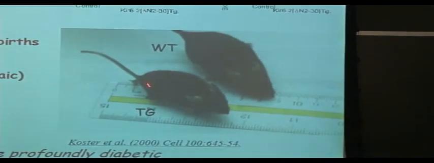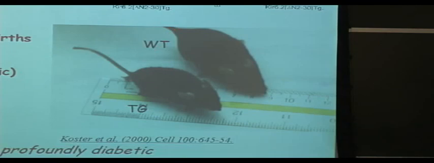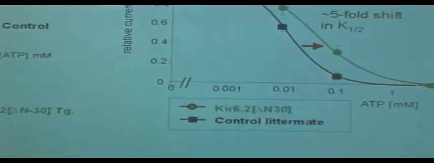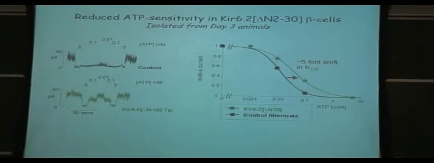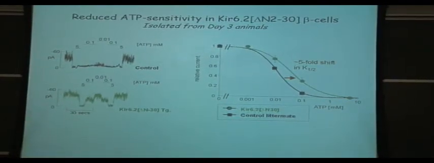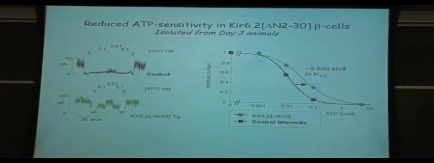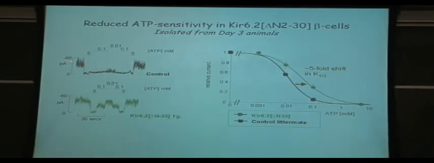Here's one. We did actually have 3 transgenic animals that made it to weaning. This one died a couple of days later. It's about half the size of its transgenic littermate, probably because it doesn't have any insulin to support growth. And in a final tour de force, Bo actually isolated some beta cells from these 2-day-old mice, and was able to patch them. He found a couple that were green, and when he did, he measured the ATP sensitivity of the KATP channels in the cell membrane.